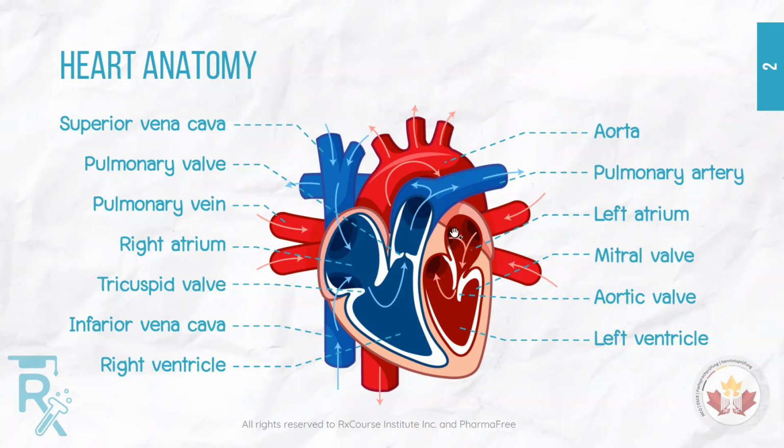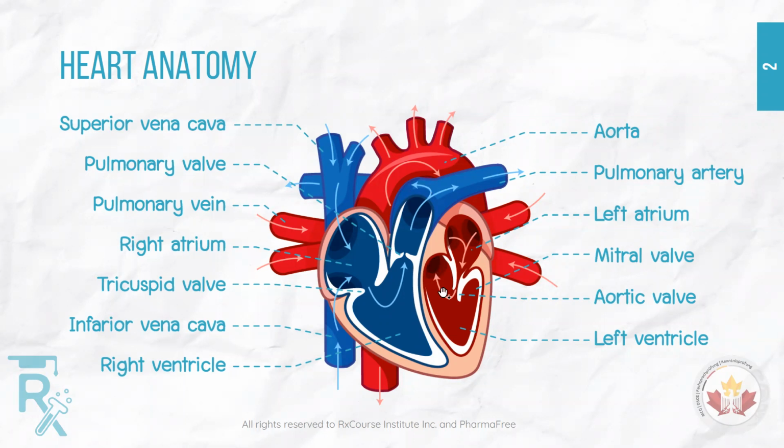Now in the lung, the blood becomes oxygenated, becomes good. So the left atrium, this one, will receive the oxygenated blood from the lung through the pulmonary vein. Then the left atrium will pump the oxygenated blood to the left ventricle. The left ventricle now would like to deliver the oxygenated blood to the rest of the body. So it will pump the blood through the aorta to reach the rest of the body.